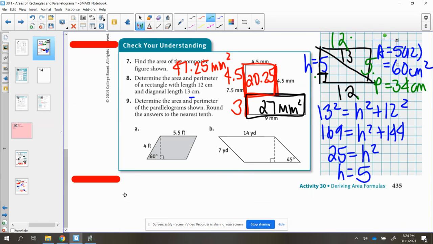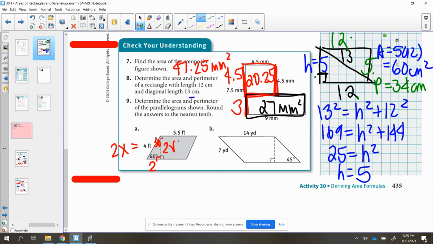Last but not least, we have 2 final examples with some parallelograms. Now notice on both of these we are missing our height, and we don't know enough information here to be able to use Pythagorean theorem to find this height. What we do notice though is that this little triangle here is a 30, 60, 90 right triangle. And we are given the side across from the 90-degree angle. So remember in 30, 60, 90s, our hypotenuse is double the length of our short side. So this little piece here would be half of 4, which is just 2.